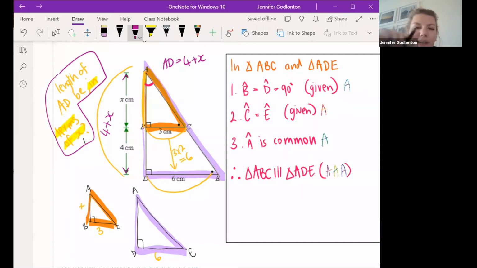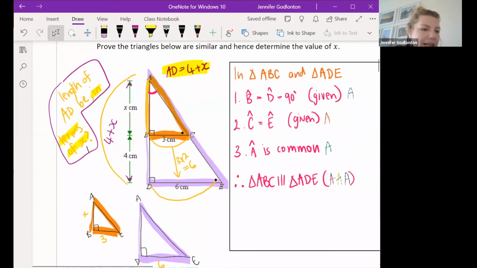Is there anyone who's uncertain with what I've just written here, with saying that AD is 4 plus X? Don't worry about anything else right now. The only thing I want you to be certain of is that AD is equal to 4 plus X. Okay, Madal, can you try and explain where you're sort of getting lost just with this 4 plus X situation? That's the only thing I'm worried about right now.